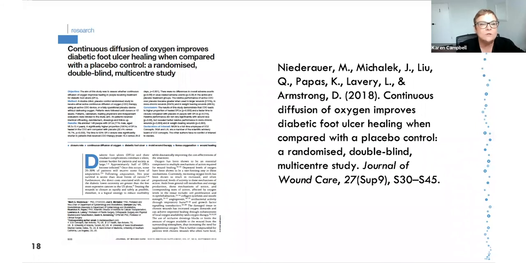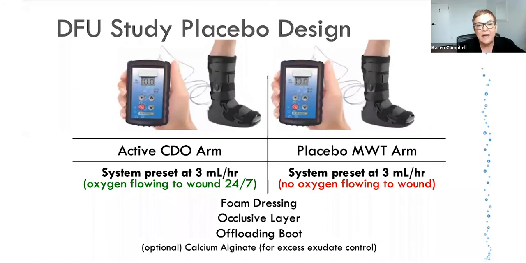The first study I want to talk about is a study with diabetic foot ulcers. It was a placebo-controlled, randomized, double-blinded, multi-centered study. You can see in the active arm, patients got CDO. Everyone was offloaded with an offloading boot. Everyone had moist wound healing dressings in place, as well as the oxygen dressings. And if you were in the active arm, the system was preset at 3 mils per hour, and so the oxygen was flowing 24/7.